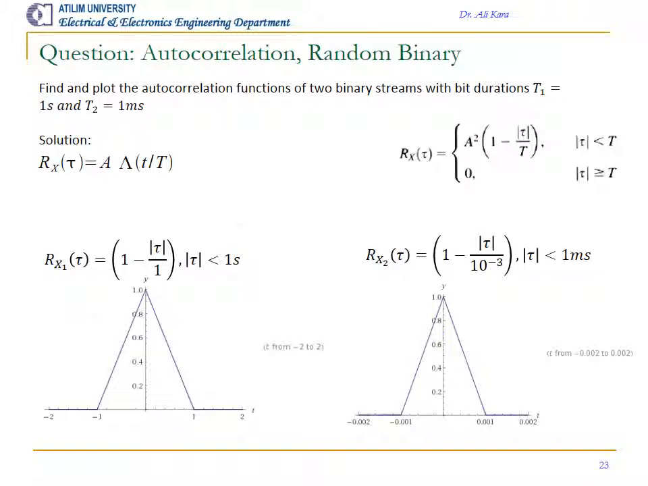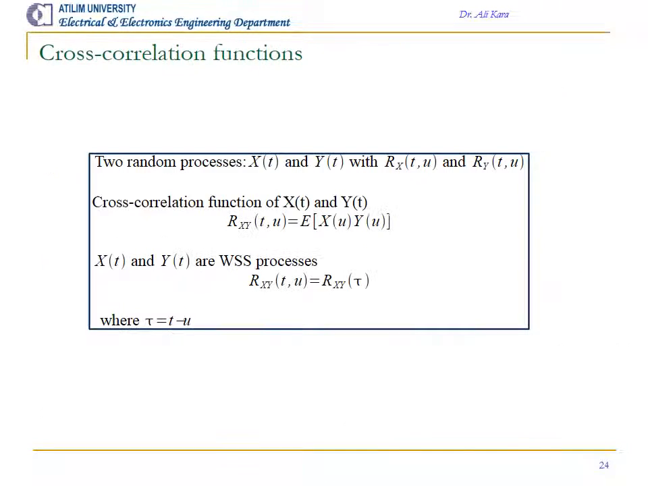courses. Question: autocorrelation, random binary. Find and plot the autocorrelation functions of two binary streams with bit durations 1 second and 1 millisecond.